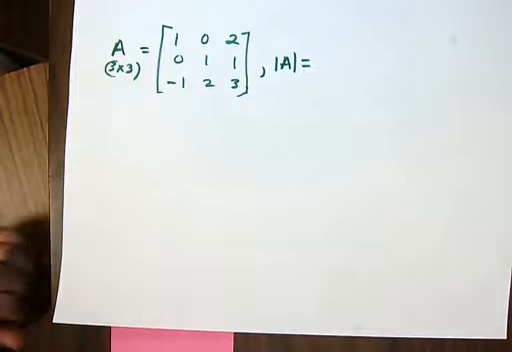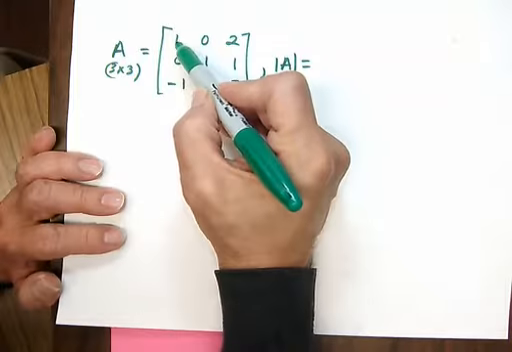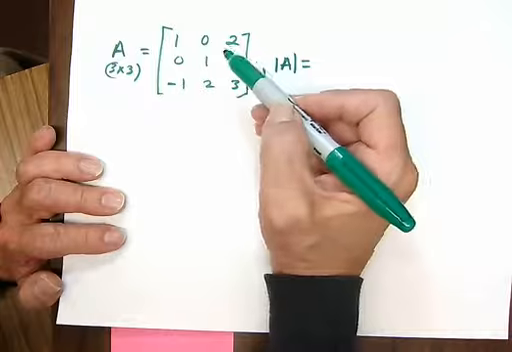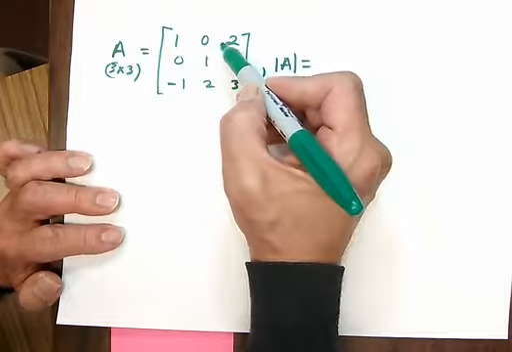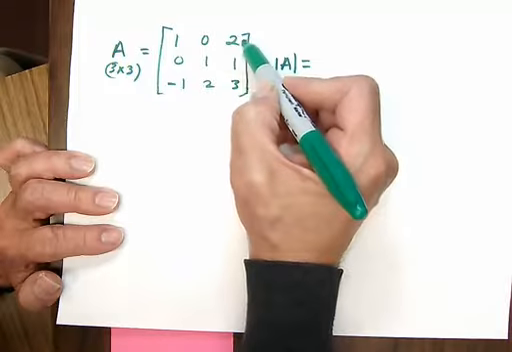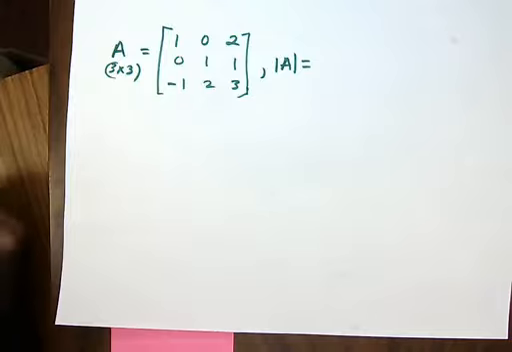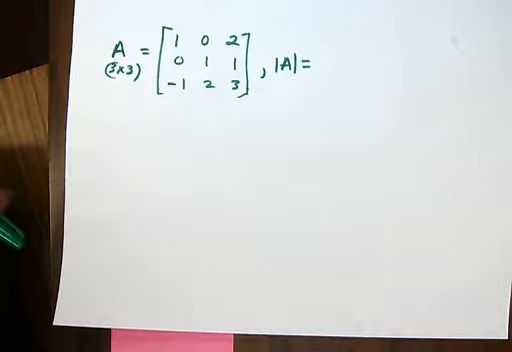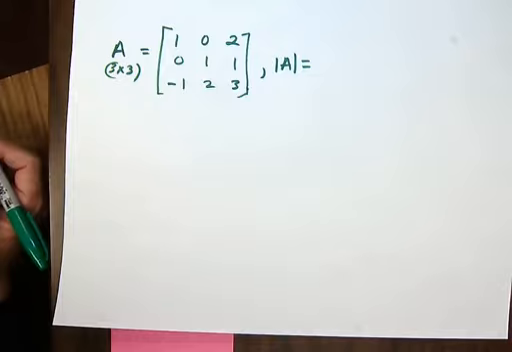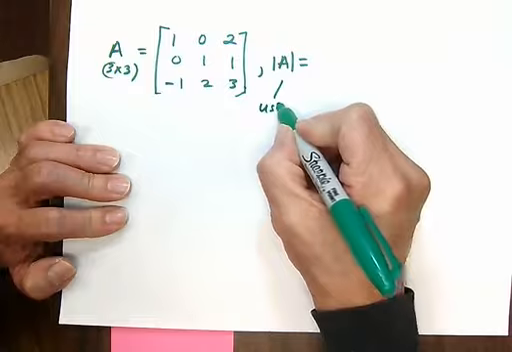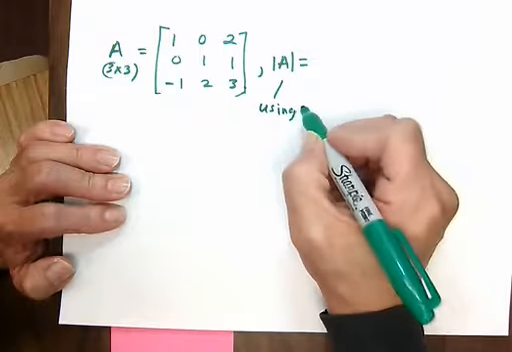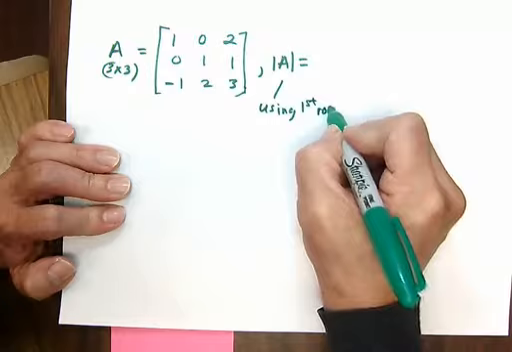If we're going to use the first row, we take the first element in the first row and multiply it by its cofactor, plus the next element in the first row times its cofactor, plus the next element in the first row times its cofactor. So the determinant of A will be the sum of the products of the elements and their respective cofactors in a given row or given column. I want to put a note to myself that we're trying to find the determinant of A using the first row elements.